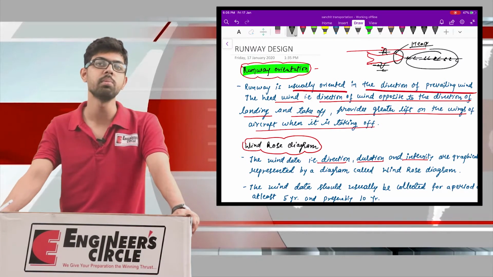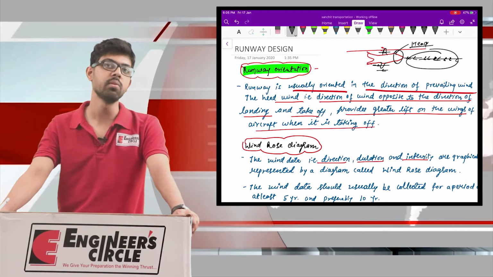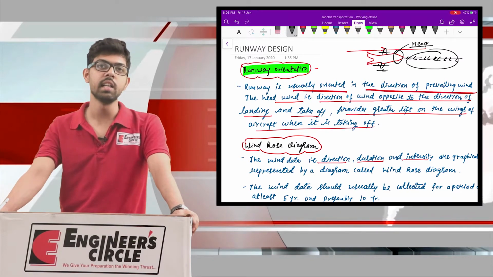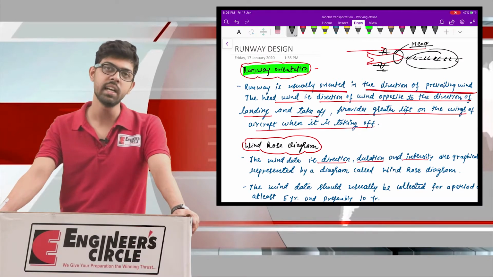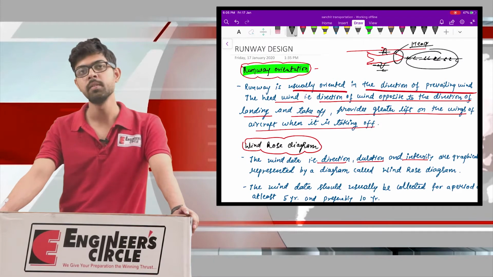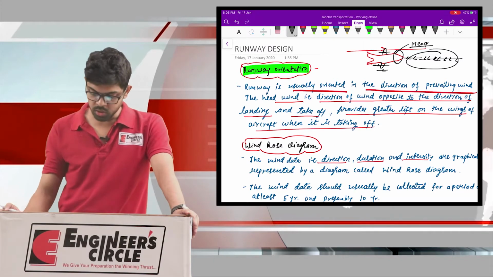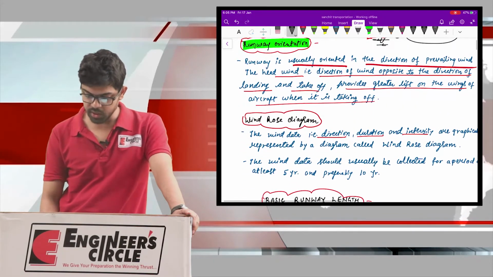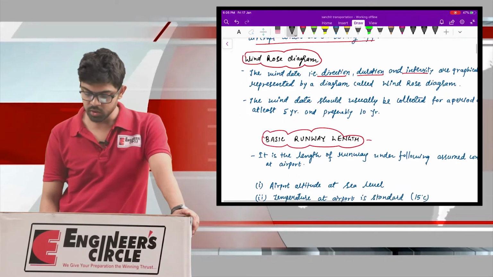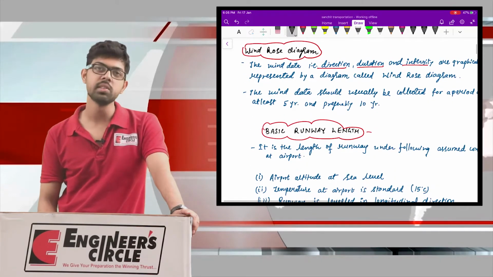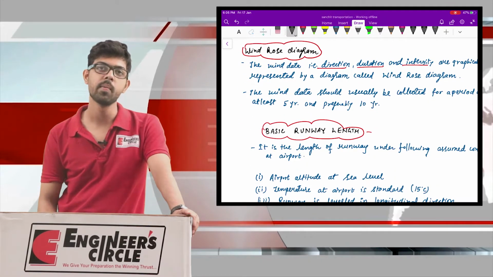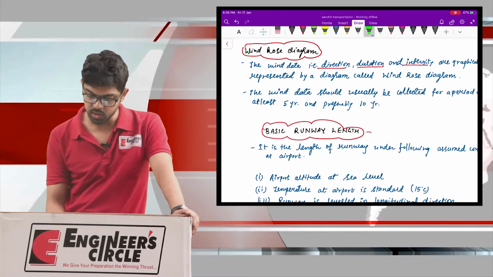So this headwind component plays a very important role, and the runway is usually oriented in such a way that this headwind component acts opposite to the direction of the movement of your aircraft. Okay, so this is about the runway orientation. The runway orientation is basically done with the help of the Windrose diagram. So what is this Windrose diagram?